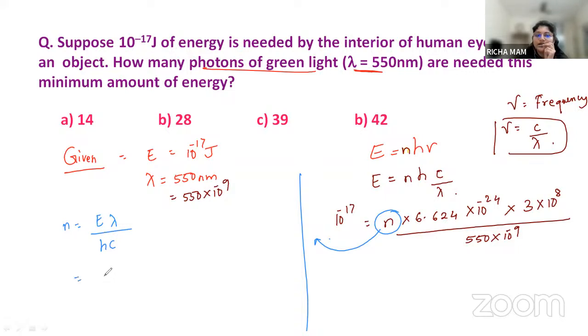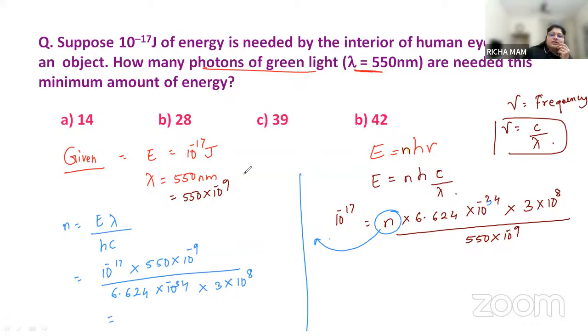So E is equal to 10 raised to minus 17 into lambda, which is 550 into 10 raised to minus 9, divided by H, which is 6.624 into 10 raised to minus 34. It is 34, not 24, into 3 into 10 raised to 8. Solve the question. Very simple calculation. Solve it and see what answer you get.